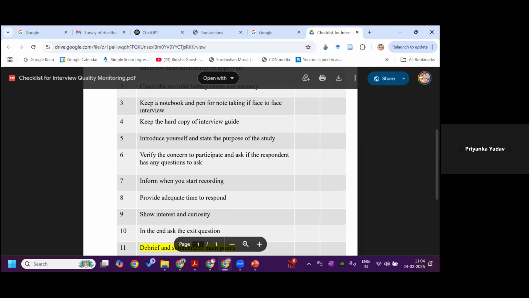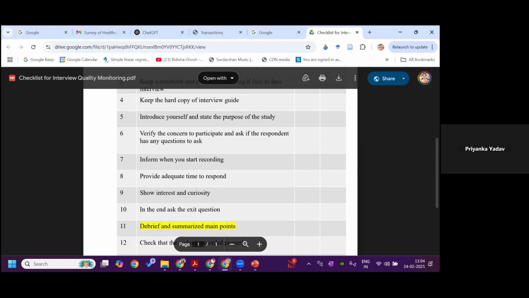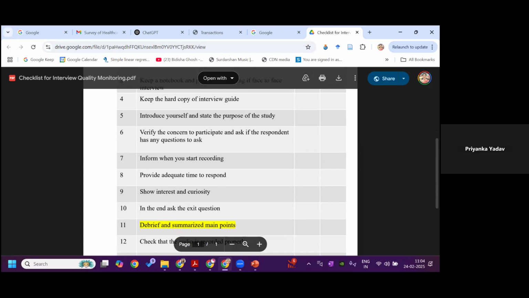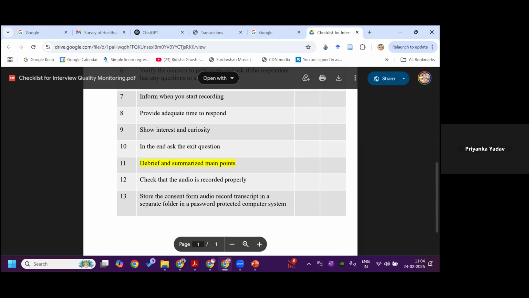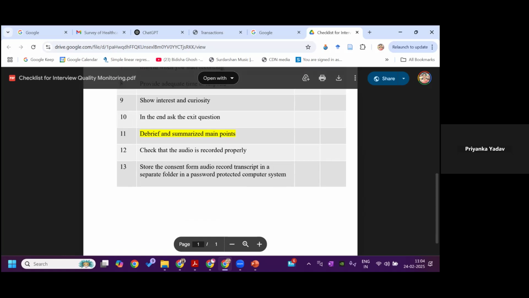Provide adequate time to respond. Show interest and curiosity. In the end, ask the exit question. Debrief and summarize main points. Check that the audio is recorded properly. Store the consent form, audio record, and transcript in a separate folder in a password protected computer system.